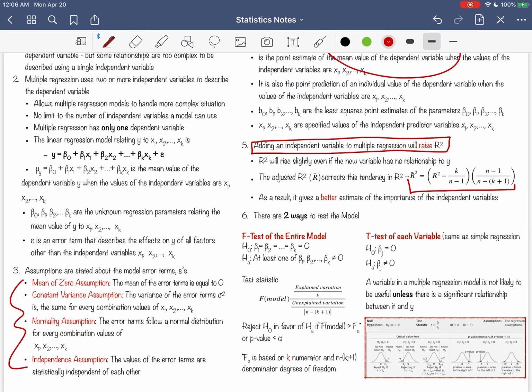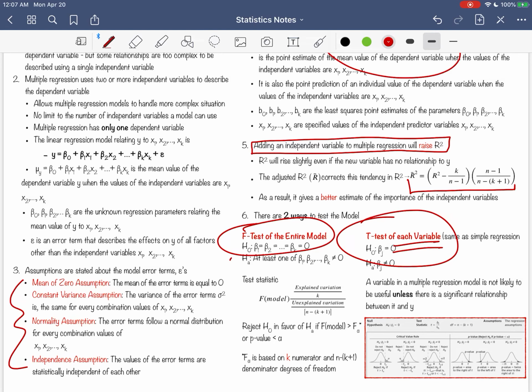Finally, there are two ways to test the significance of the results. The first way is testing the entire model. We've seen this before. We called it a test for R squared or a test for the model. Here in multiple regression, it's simply called the test for the entire model. And second, you can test each and every variable separately. I'll show you what that means in just a second.